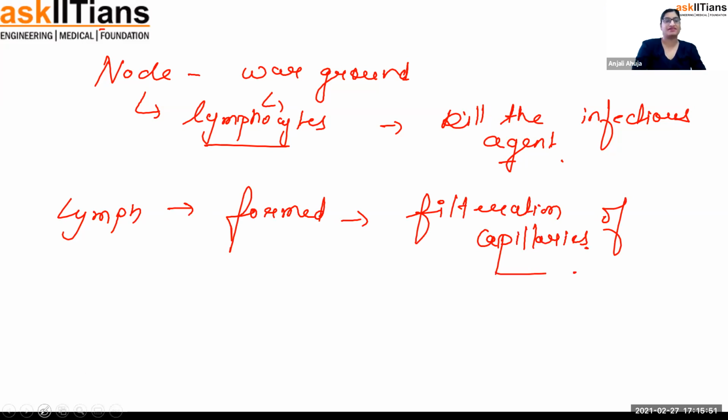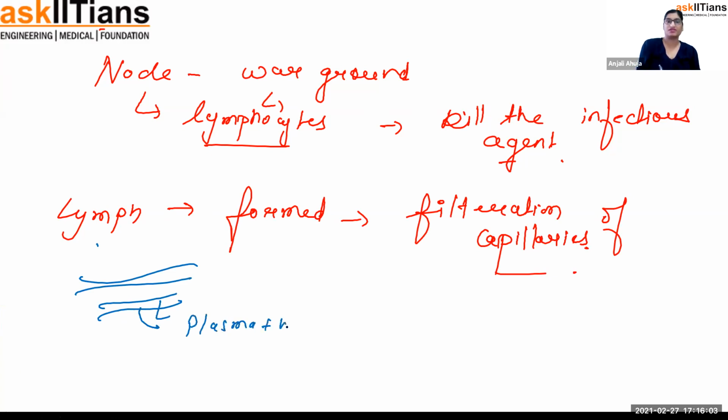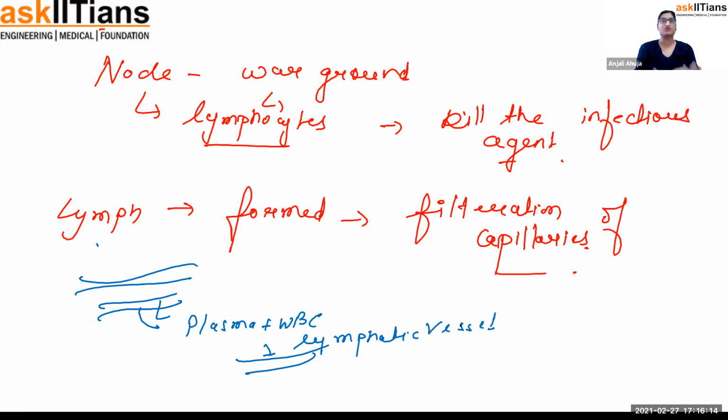Let me change my pen color. Suppose this is blood capillaries. From the blood capillaries, plasma and WBC will come outside, and then they will join the lymphatic vessel, because they can move in and out, I told you, in the lymphatic capillary. So they will come inside the lymphatic vessel and they will be the lymph only.